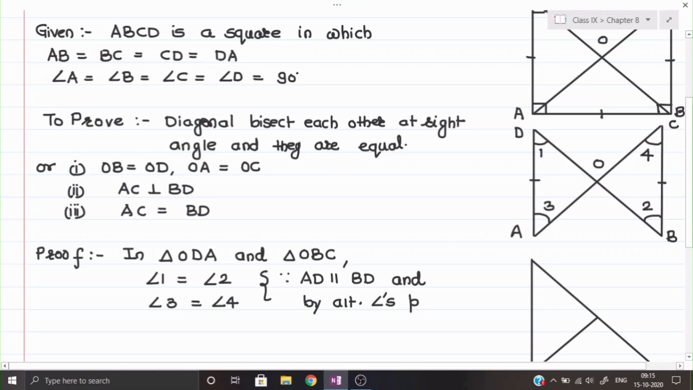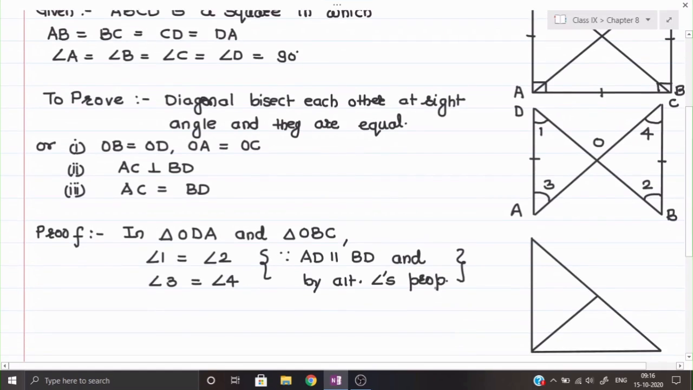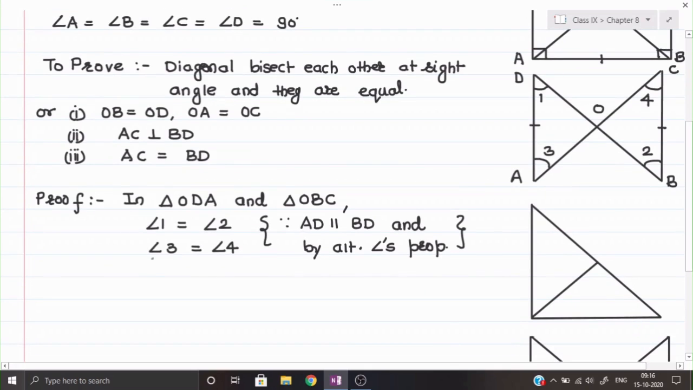Alternate angles property: if two lines are parallel, then alternate angles will be equal. So these two angles we got are equal. Second thing, we have given in the question that AD is equal to BC. That is given in the question.